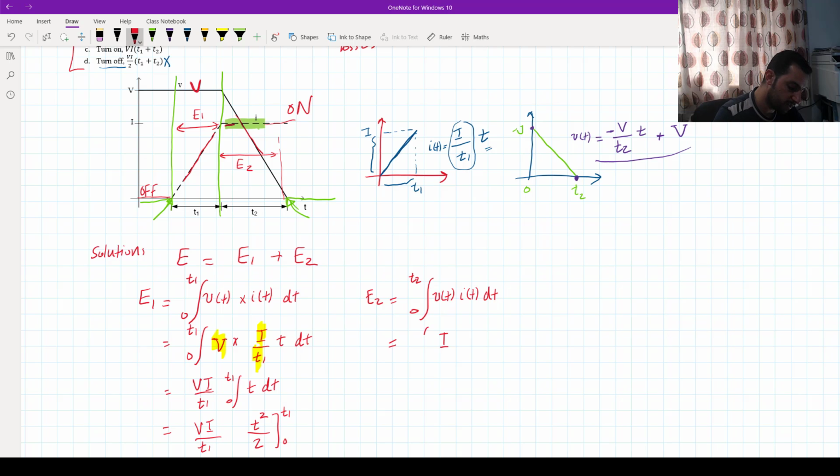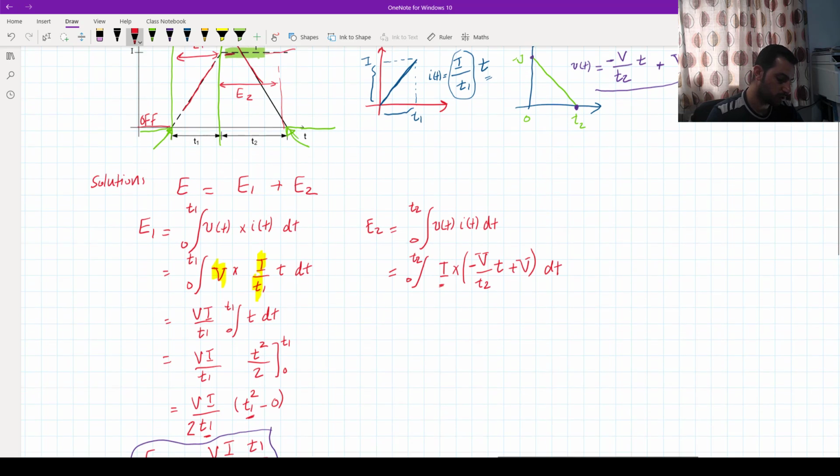So now we have the integration from 0 to T2, I of T, which is this one, times V of T, which is minus V, divided by T2 times T, plus V capital, okay, dt. And now I think it's very easy to continue.